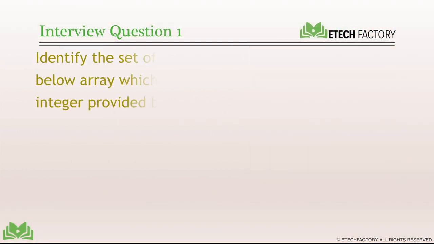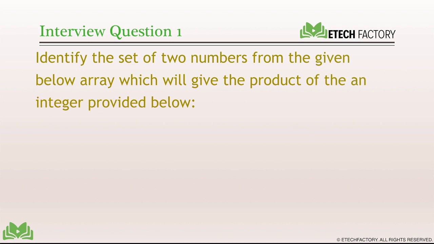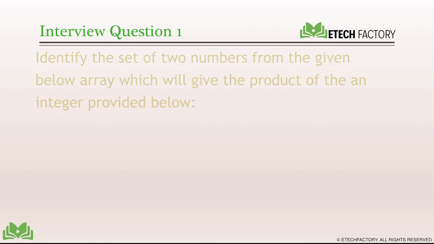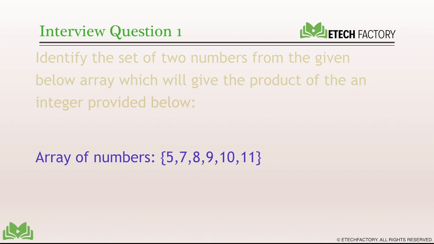So here the first question that we are seeing is: identify the set of two numbers from the given array which will give the product of an integer, which is again provided as an input. Let's see the array of numbers. The array of numbers are 5, 7, 8, 9, 10, 11. Then another integer that is provided is 90.